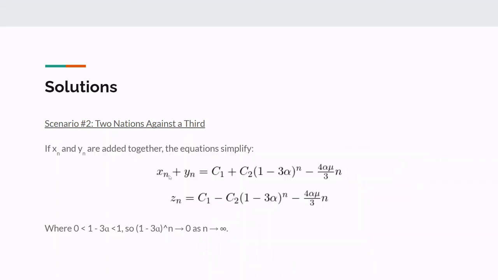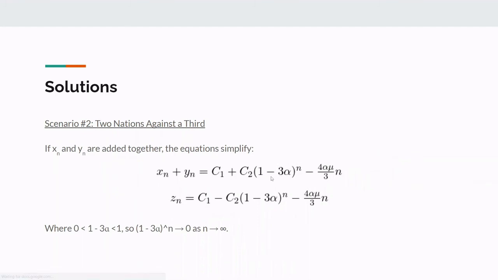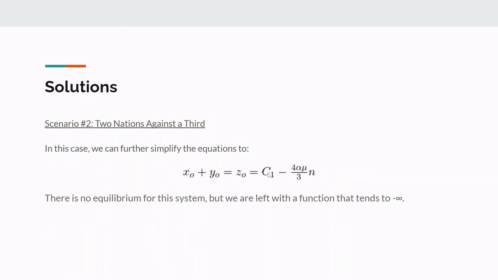We can simplify the equations by adding the x and y terms, seen here in full, to make a constant plus another constant times the eigenvalue term minus 4 alpha mu over 3 times n, and then z remains in this form. And since the 1 minus 3 alpha term is in between 0 and 1, as n goes to infinity, this term goes to 0. Which leaves us with the same equation for both sides of some constant minus 4 alpha mu over 3n, which is a line with a negative slope and positive y-intercept, meaning that as n goes to infinity, it trends to 0.